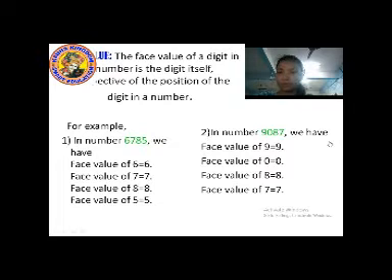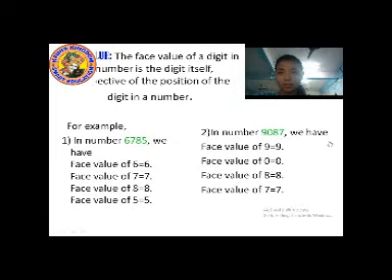For example, in the number 6785, the face value of 6 is 6, the face value of 7 is 7, the face value of 8 is 8, and the face value of 5 is 5. It means the position of a digit does not matter in a face value. The face value of a digit in a number is the digit itself.